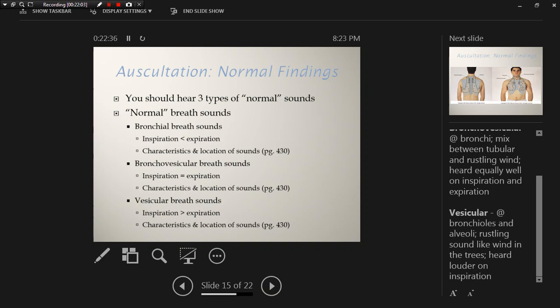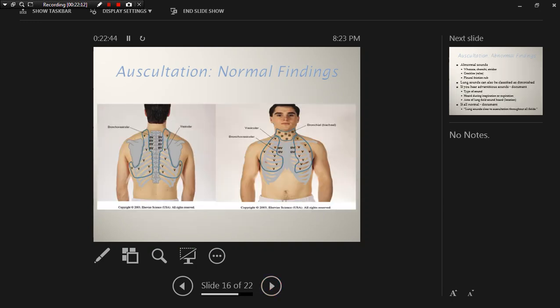I know in lab on Friday you're going to listen to the simulation man to listen to normal lung sounds. Again, like we said, bronchial, over the tracheal area, hollow tubular. Bronchovesicular, a combination of tubular and rustling winds in the trees. And then, like we said, most of your lung fields are going to be vesicular.